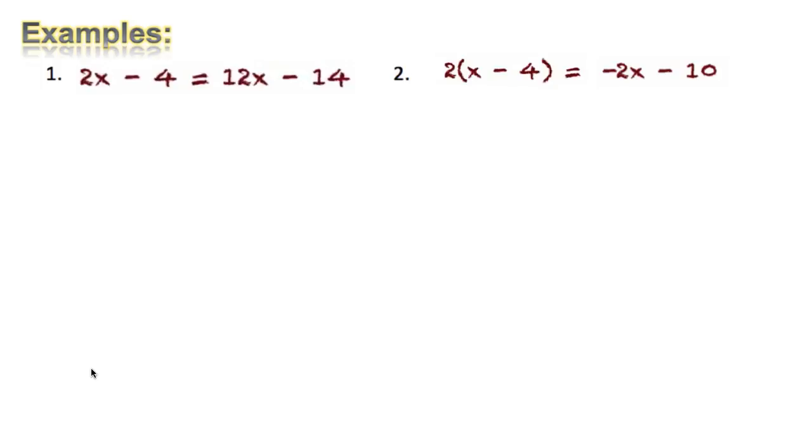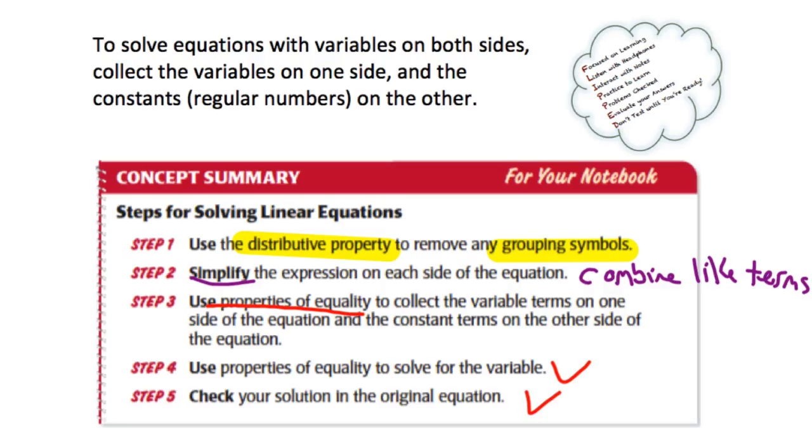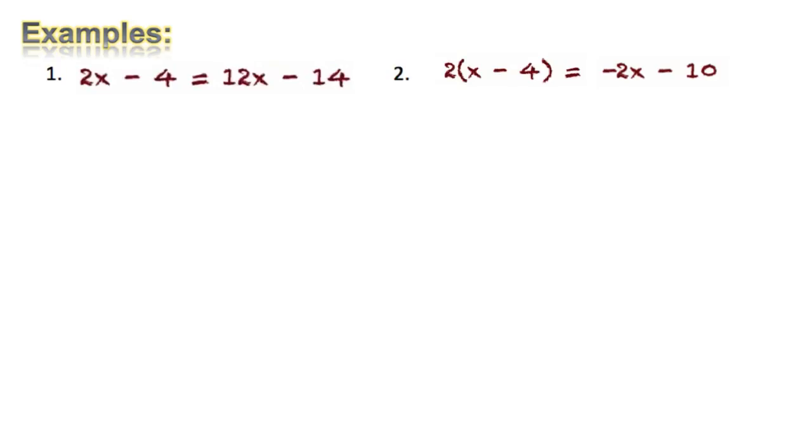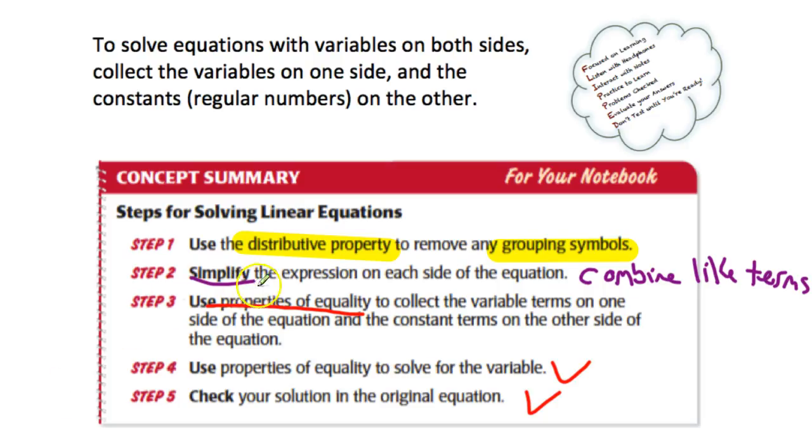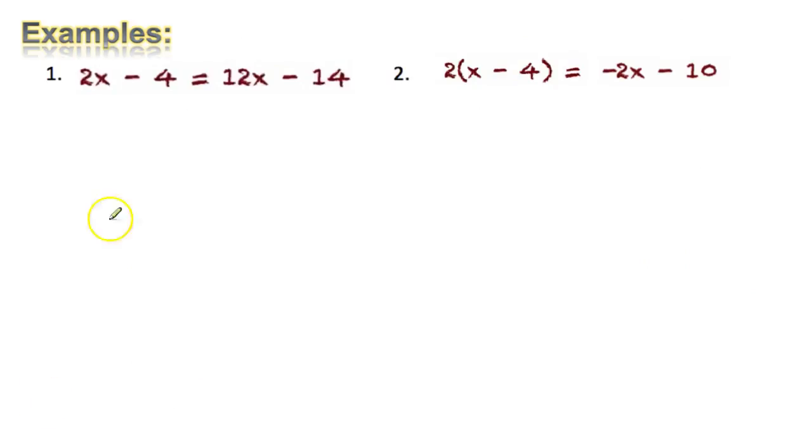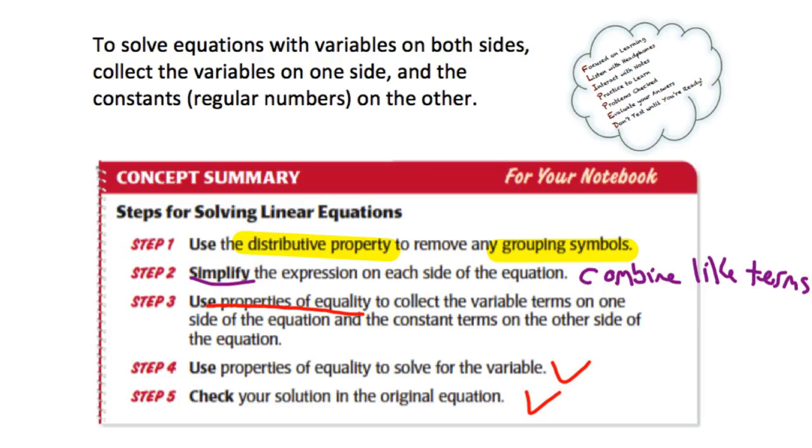So the first thing we want to do, and we can look back at the steps. Let me go back over there. Use the distributive property to remove any grouping symbols. Okay, in this one we don't have any. The next step, simplify the expression on each side of the equation, combine like terms. Alright, on the same side, do we have any like terms? No. Right, this is a 2x and that's a minus 4. That's a 12x and minus 14. So there are no like terms on the same side.